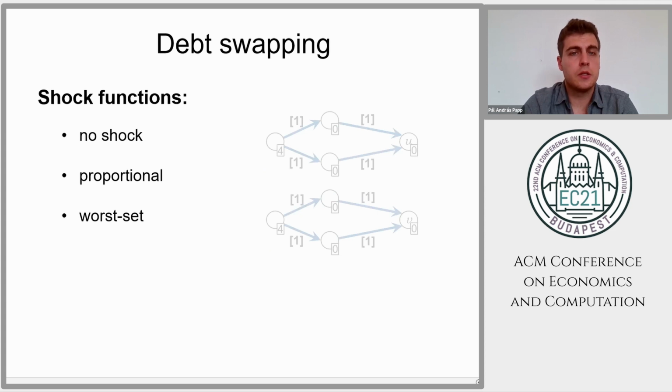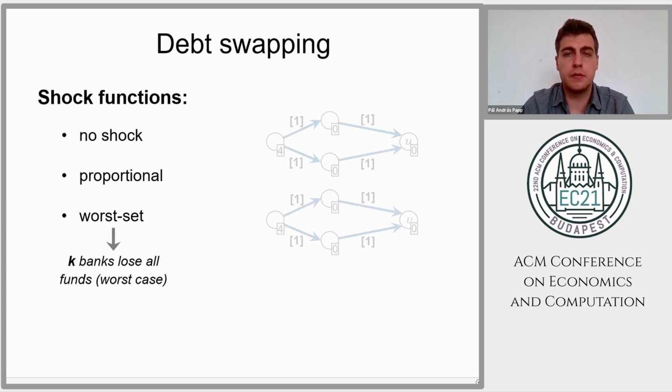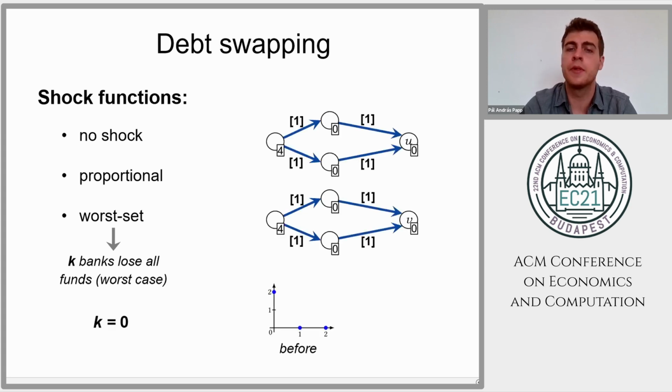Then there's the Vert shock model, when we assume that K banks in the system are hit by the shock, and these banks lose all their funds. And these are distributed across the network in the worst possible way for a given bank. This is the situation we looked at before. So in the original case, K equals 0 means no shock again. If one bank is hit by a shock, that means that both U and V lose all of their assets in the worst case. So they have a payment of 0.